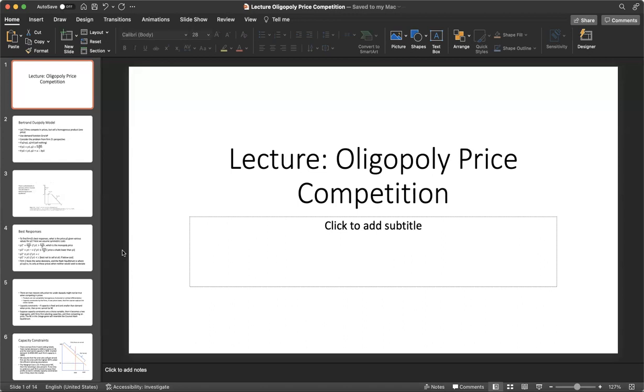Sa price competition naman, iba. So ano yung strategic variable? Ano yung dinidecide ng mga firms? Price or quantity? Actually, super leading yung tanong ko. Sa oligopoly price competition, ano yung dinidecide ng mga firms? Price or quantity?